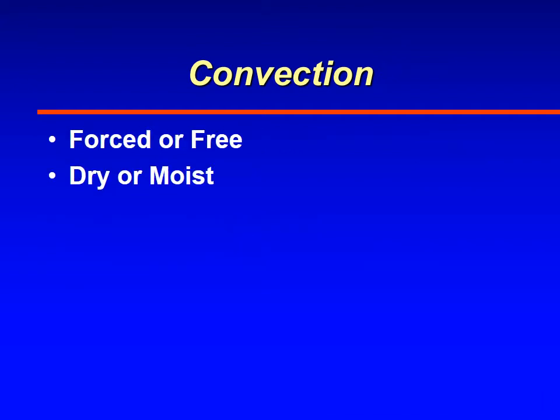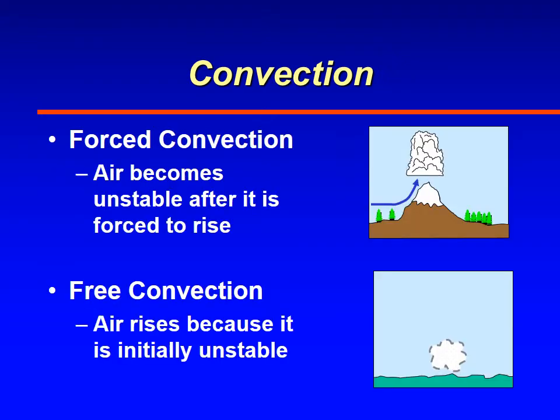Convection can be either forced or free, dry or moist. Forced convection means that the air is forced to rise first and then becomes unstable after that process. For example, air flowing up a mountain is forced to rise up a mountainside, but then at a certain point, maybe the air becomes less dense as it rises, and it will rise by itself and become unstable. Whereas free convection is where the air is initially unstable. Usually this happens with, for example, the air touching the ground, gains energy from the ground, and warms up as a result of that.